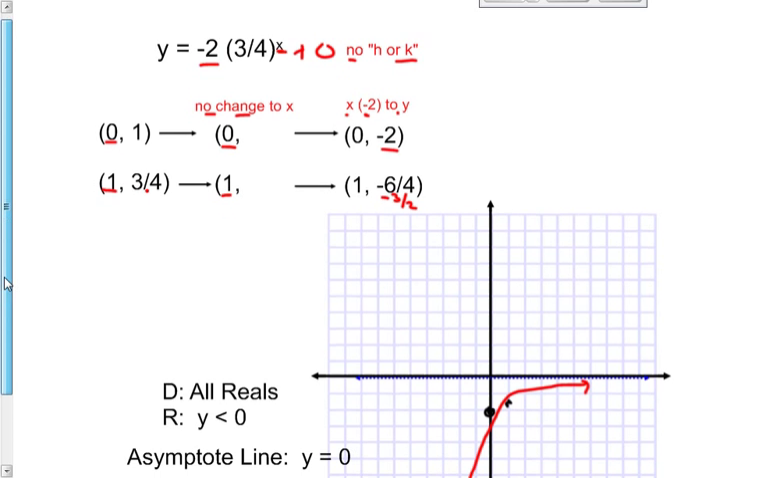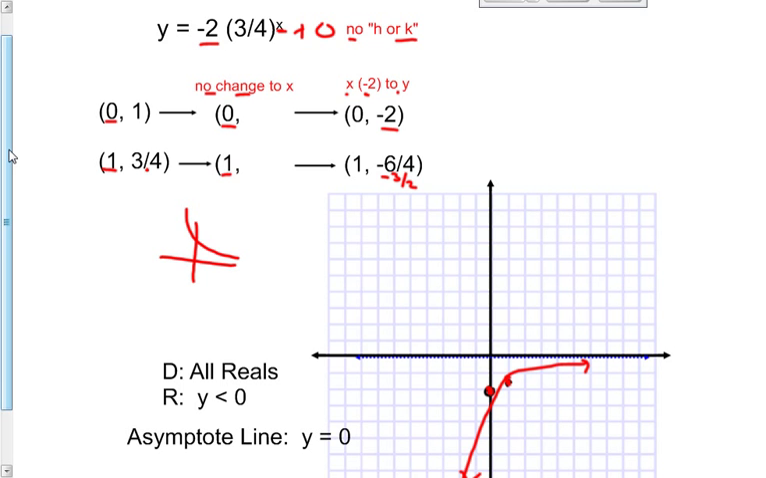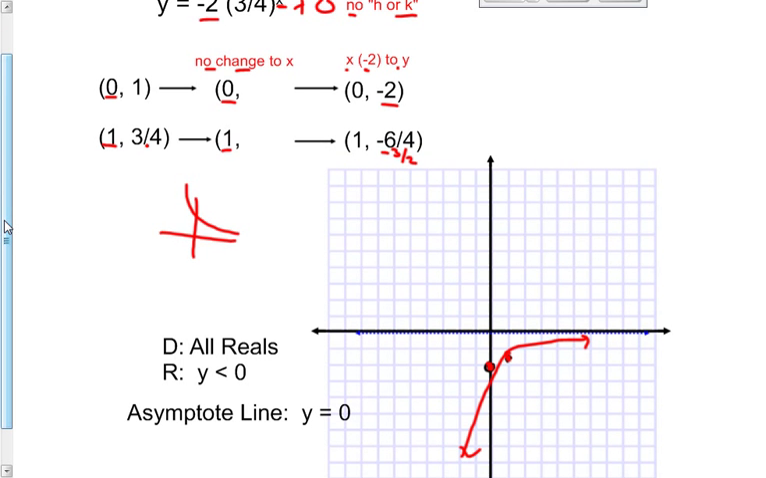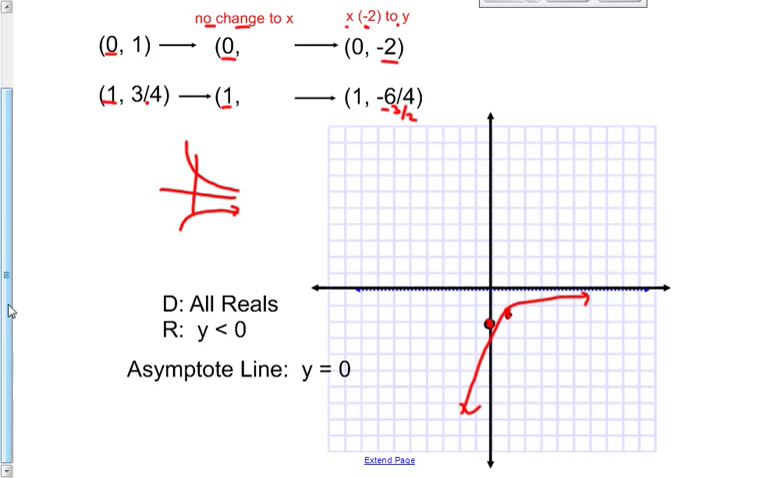0, -2. 1, -1.5 is about here. Now this one, since our usual decay graph starts high and goes low, notice on this one we had that negative sign in the front. Negative sign means flip. So I'm taking this entire graph and flipping it upside down, which gives me that mirror image. That's why this one is facing this goofy direction here. So it starts on the bottom end, picks up my two dots, and approaches the asymptote line. Asymptote line was 0.